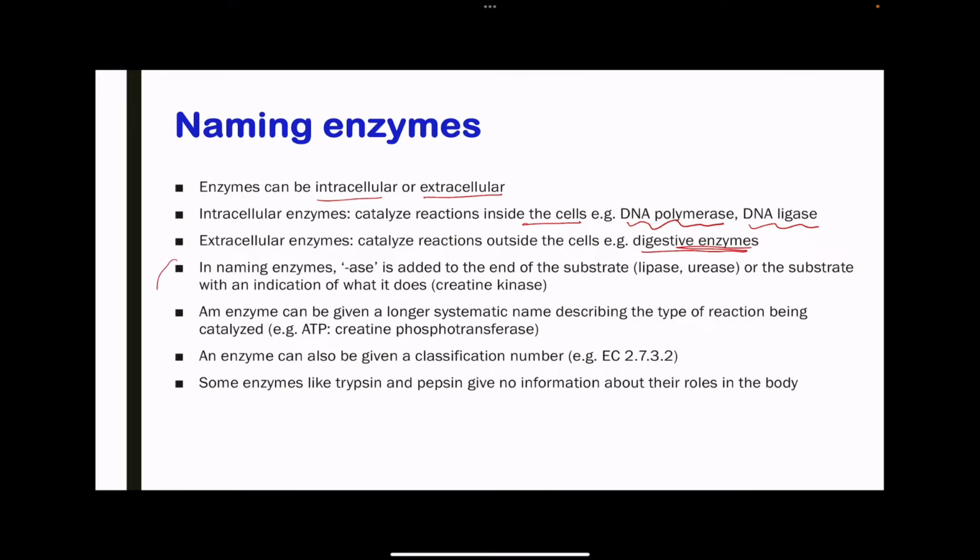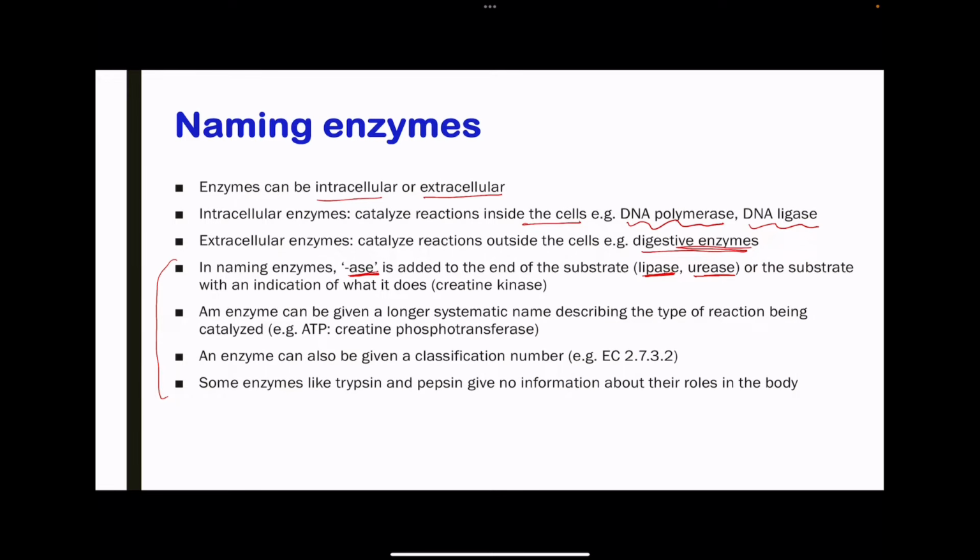These points are related to naming enzymes, so usually the enzymes we see have the word "ase" added to the end of the substrate. For example, we have lipase. This is for digesting lipids. We have urease that works on urea, and so on.